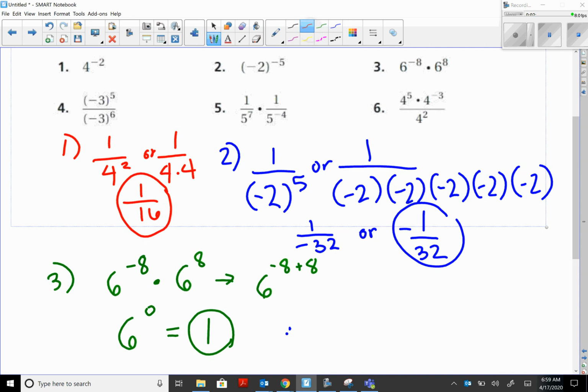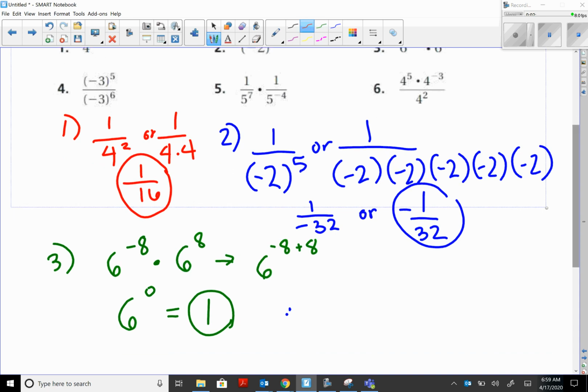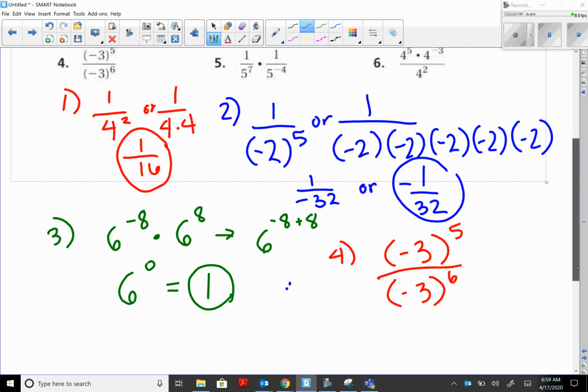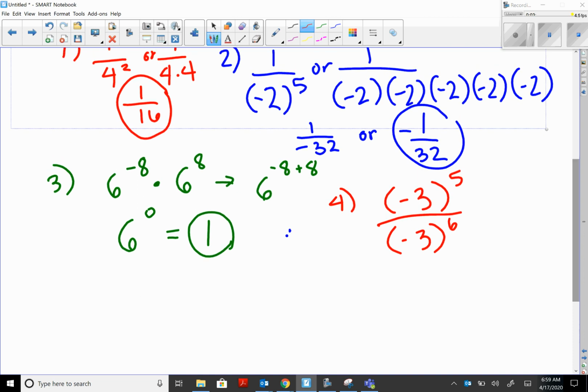All right, number 4. Negative 3 to the 5th power divided by negative 3 to the 6th power. I am dividing. I have the same base number, which is a negative 3, so I'm going to subtract the exponents. That's negative 3 to the 5 minus 6, which is negative 1. So I get negative 3 to the power of negative 1.